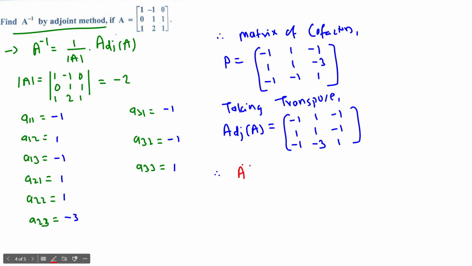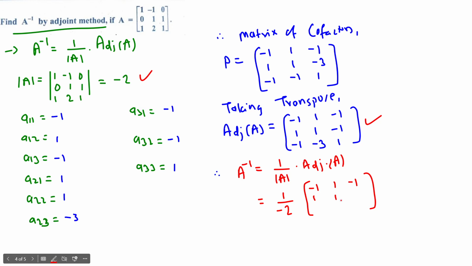So A inverse is equal to, we have formula 1 over determinant of A into adjoint of A. So is equal to 1 over the value of determinant of A, we have minus 2. I'm putting here minus 2 into adjoint of A. The value of adjoint of A also we have that matrix. So just put all values here, minus 1 1 minus 1 1 1 minus 1 and minus 1 minus 3 1. Okay, so this will be your value of A inverse.